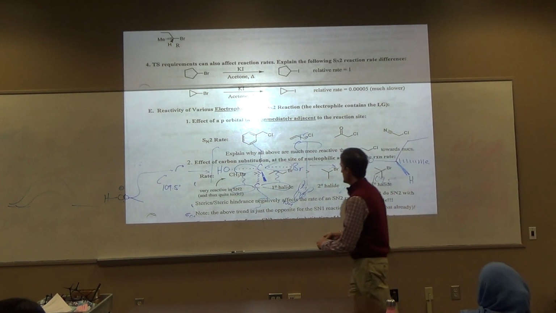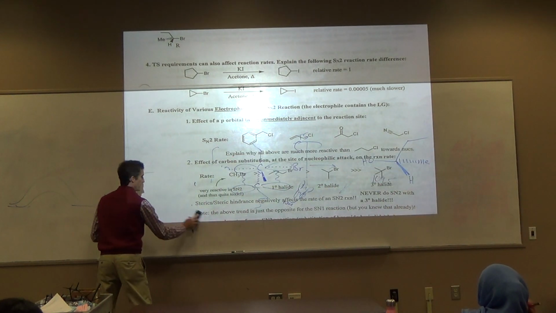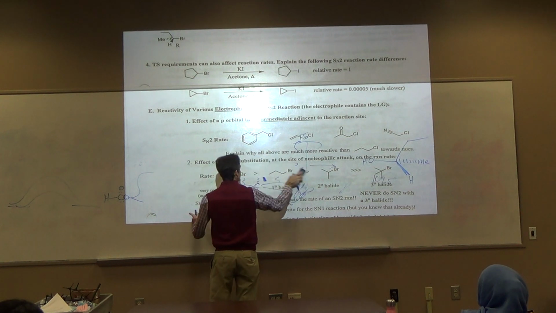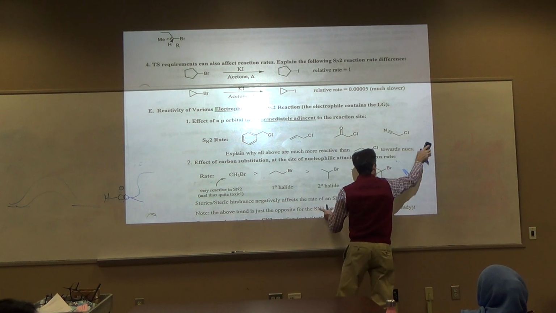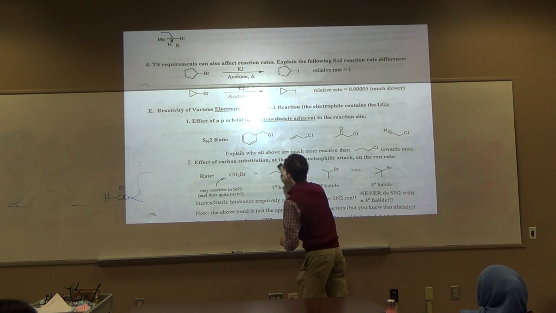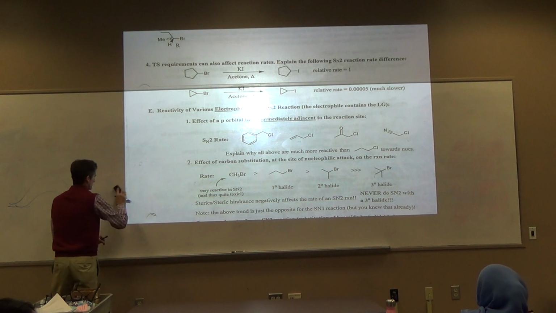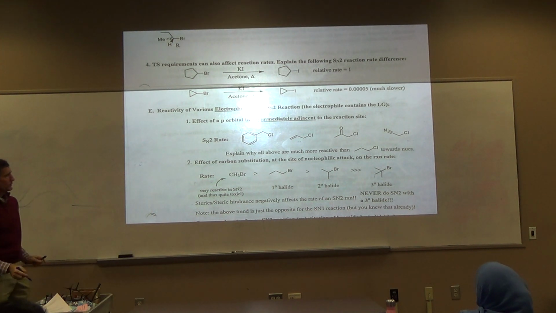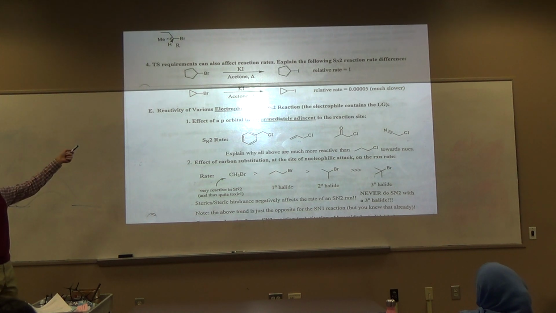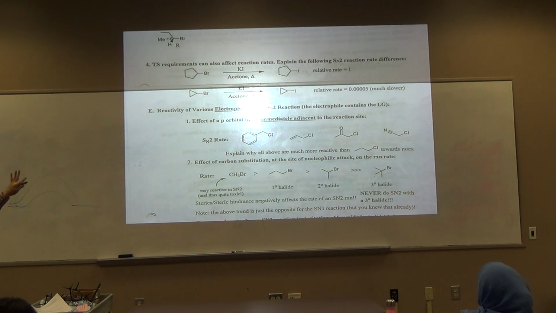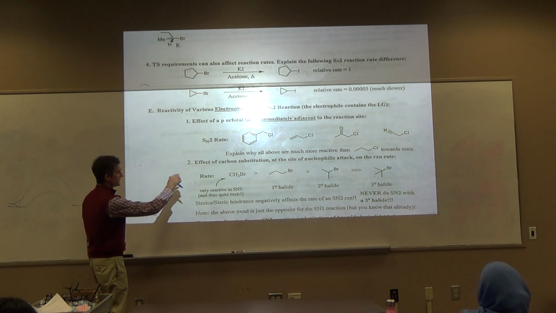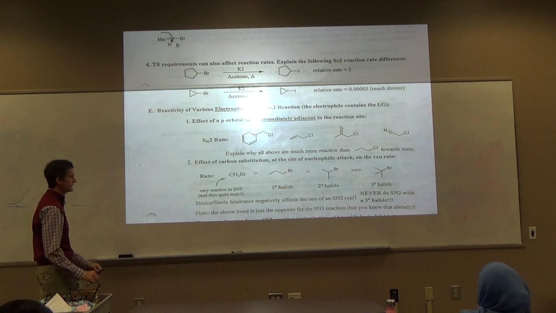Number 2, effective carbon substitution. You've got the outline here. I'm just moving ahead. What is 1 and 2? Hopefully I don't have to tell you that the outlines are set up to provide you with all the information. Number 2, effective carbon substitution at the site of nucleophilic attack.